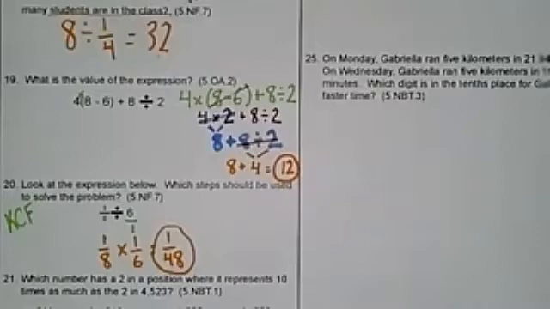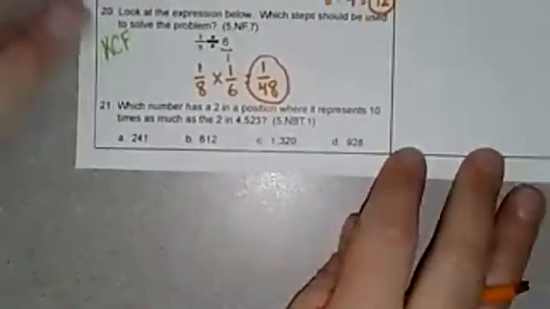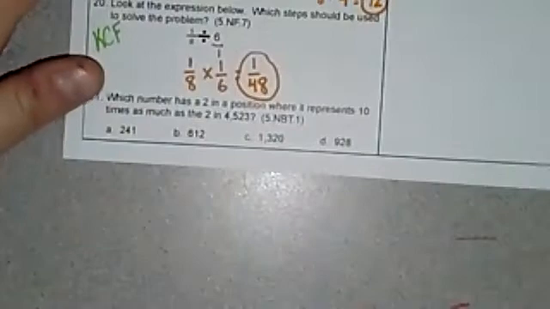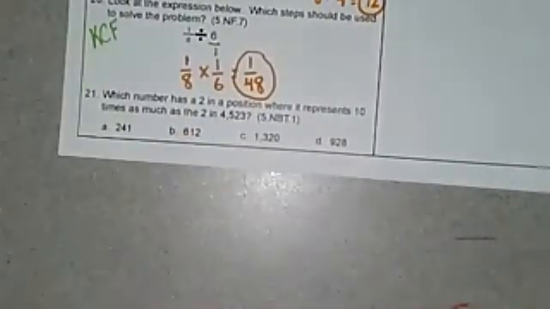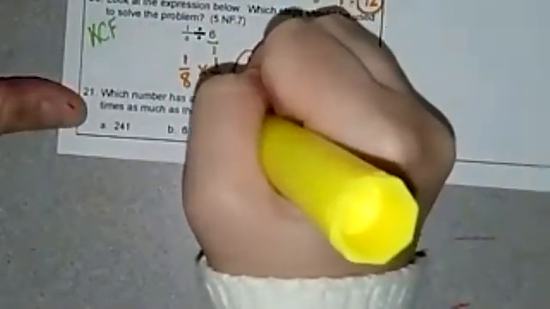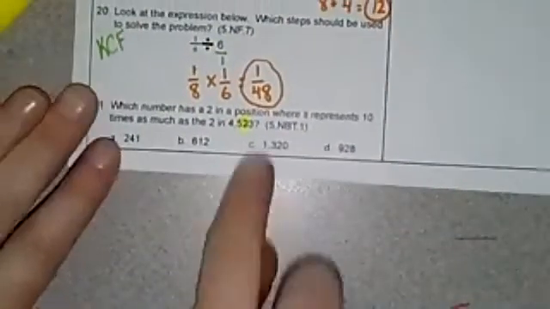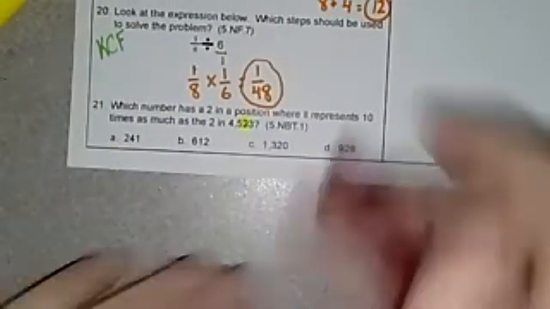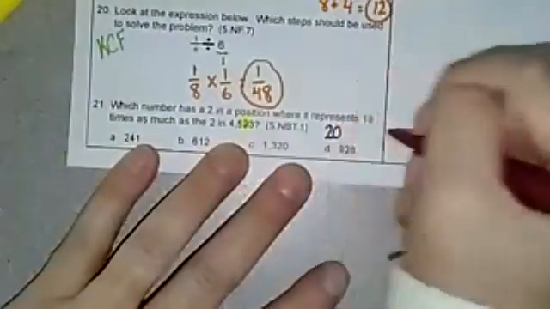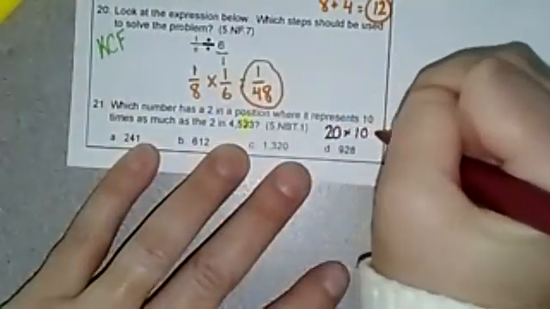All right, here we go. This was from our place value test yesterday. Which number has a 2 in a position where it represents 10 times as much as the 2 in this number? Highlight the 2 in this number. All right, 2 in that number. All right, what's that 2 worth, Tinley? 20. What's 10 times more than 20, Tinley?